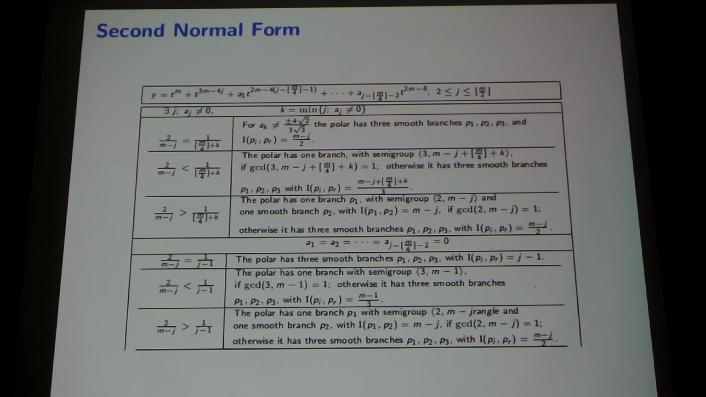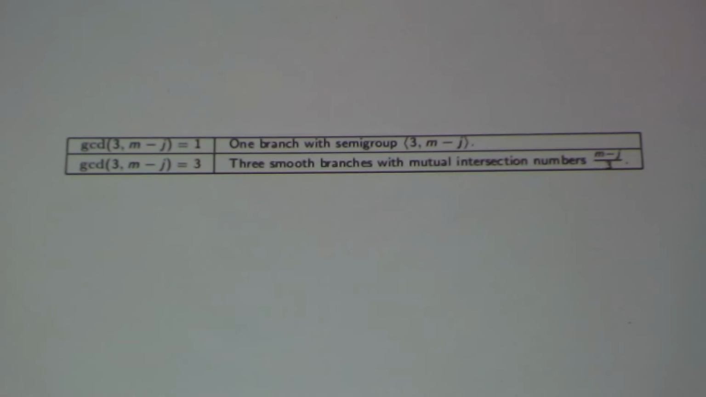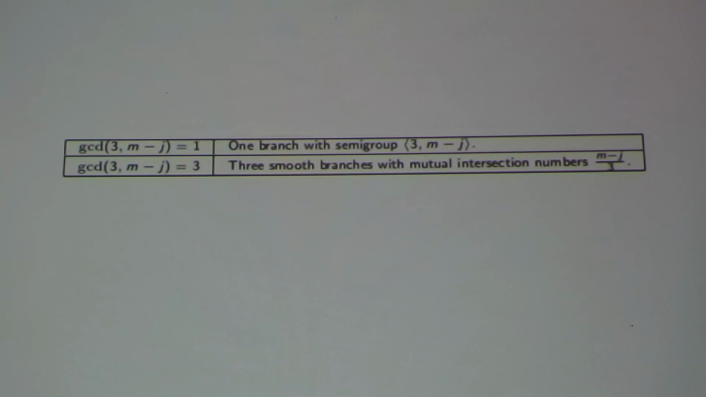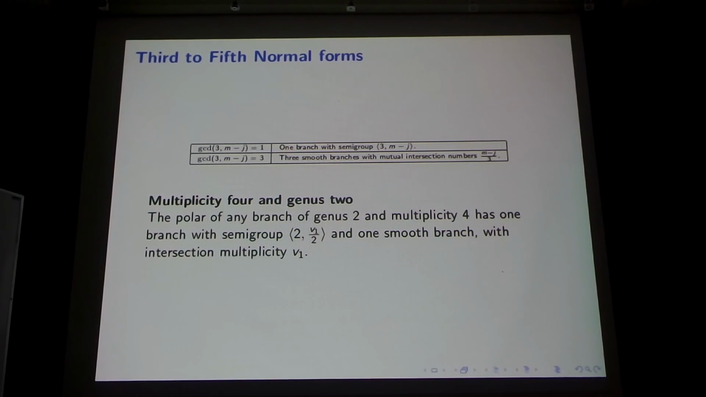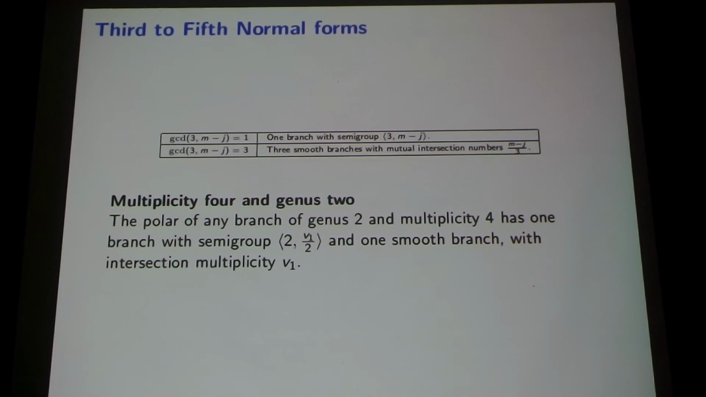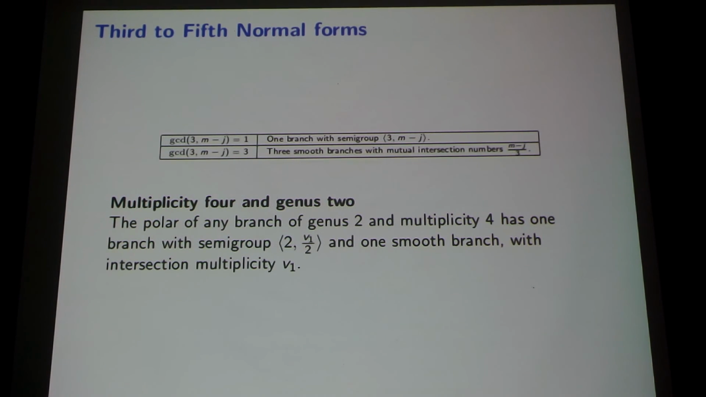Okay, this is the second normal form, and then you have the third to fifth normal form. The result is the same. Well, you have one case, one branch with semigroup 3m minus j, and in the second case, 3 smooth branches with mutual intersection number given by this. And the other case is multiplicity 4 and genus 2. This is a very simple case. The polar of any branch of genus 2 and multiplicity 4 has one branch with semigroup 2, V1 over 2, where V1 is the second generator of the semigroup, and one smooth branch with intersection multiplicity V1.